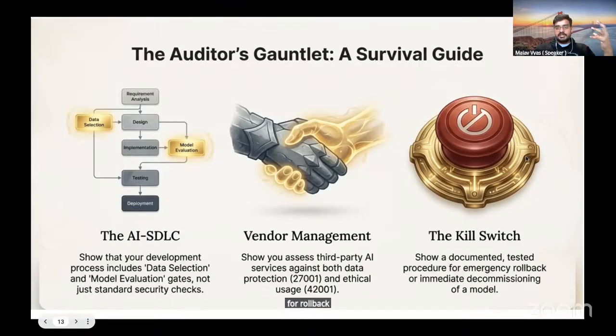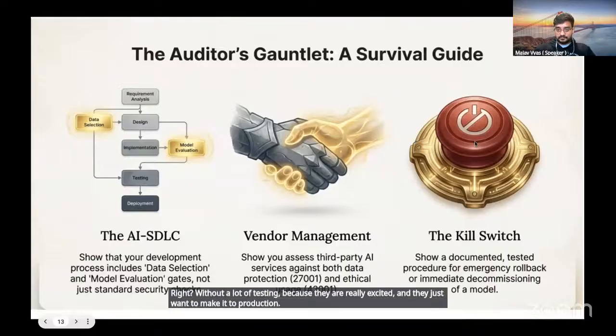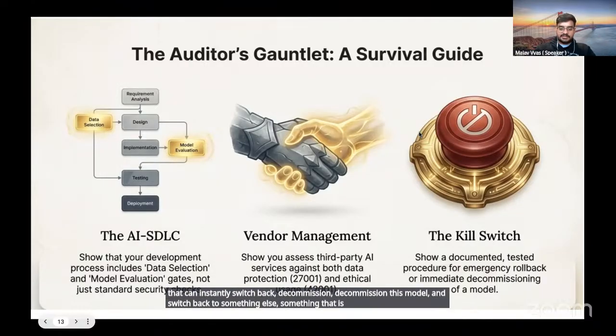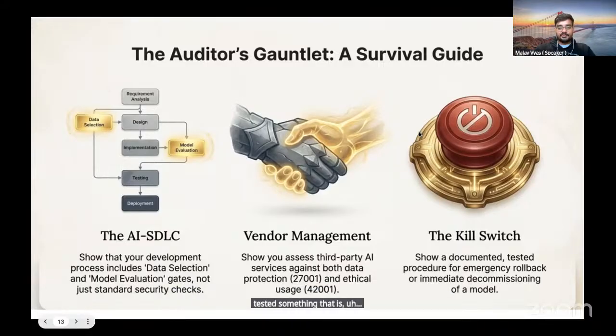Let's say they come up with a brand new, really accurate model, and they deploy it without a lot of testing because they are really excited and they just want to make it to production. They deploy it, and suddenly people start noticing that this model is racist. In that case, there should be a kill switch that can instantly decommission this model and switch back to something that is tested, something that is robust. That kind of emergency rollback or immediate decommissioning of the model should be there.